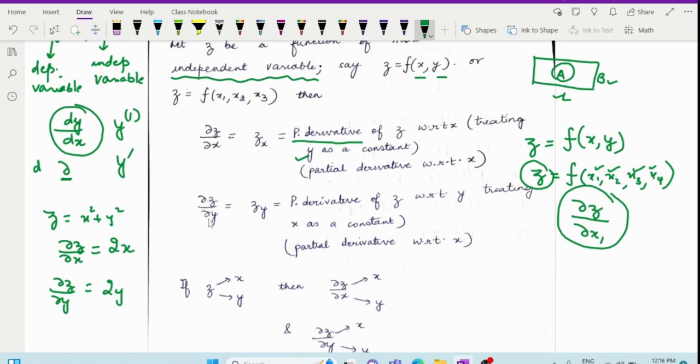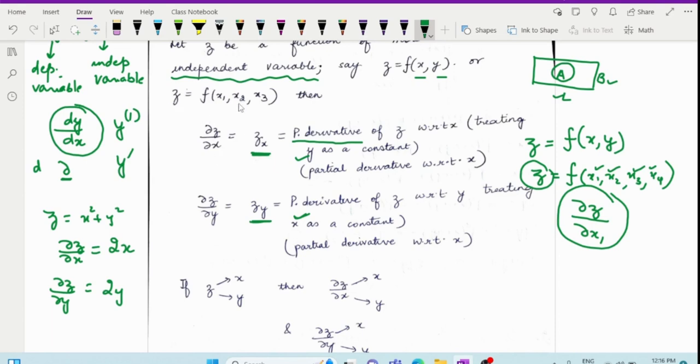Similarly, we can talk about del z by del y, for which the notation is z subscript y. This is the notation z subscript x or del z by del x. This is the notation z subscript y or del z by del y, which means differentiating z partially with respect to y. And when we say partially, the other variable will be treated as a constant. So when you're doing differentiation partially with respect to y, x will be treated as a constant. When you're doing it with respect to x, y will be treated as a constant.